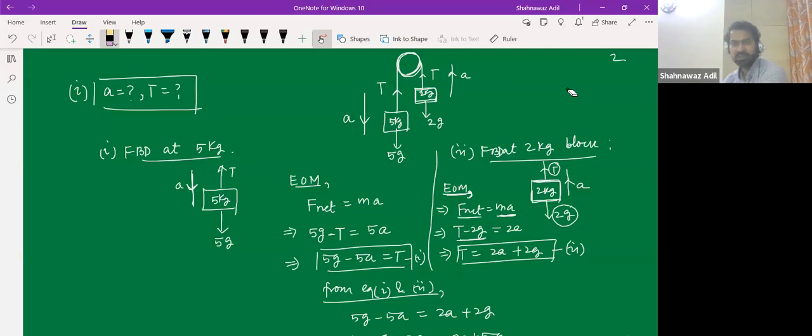Okay, you guys, please note it down, and whenever you want me to solve this problem, please ask me to scroll down the screen, guys. Okay.